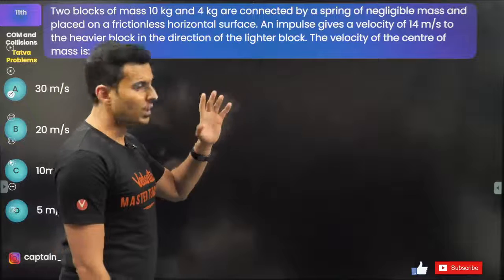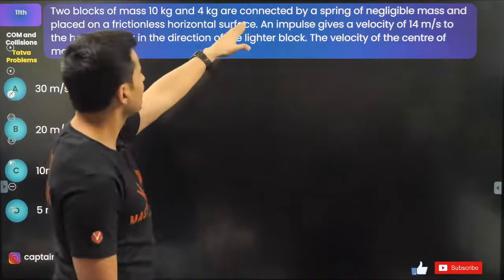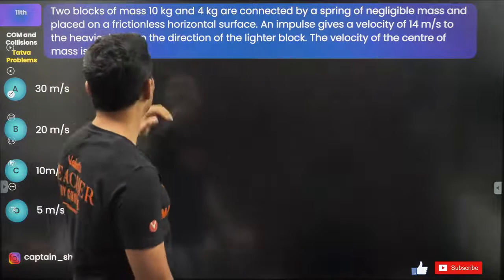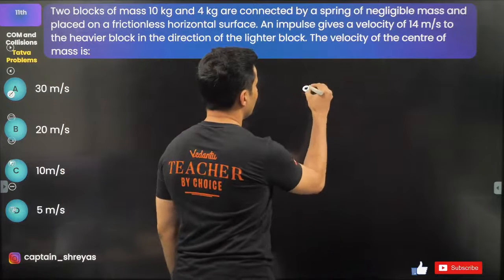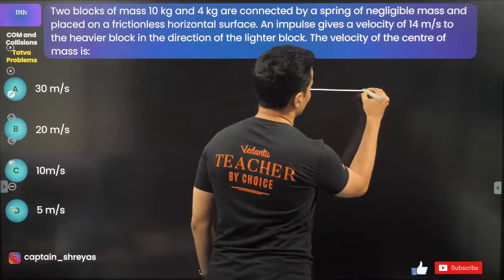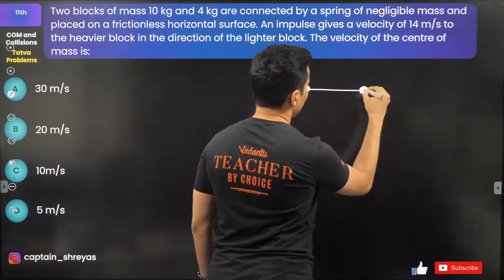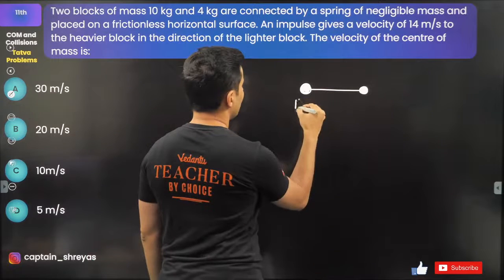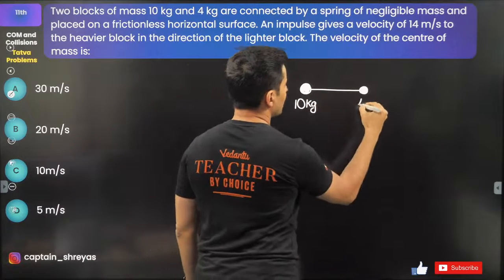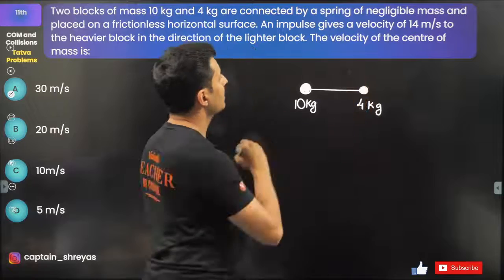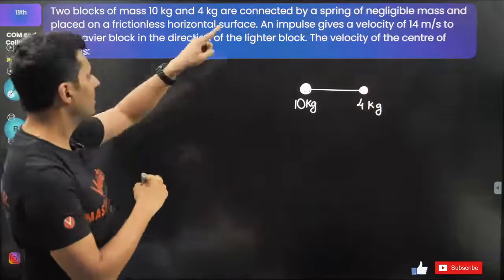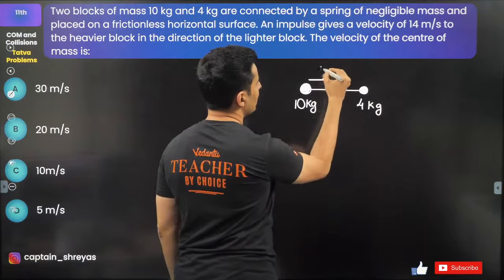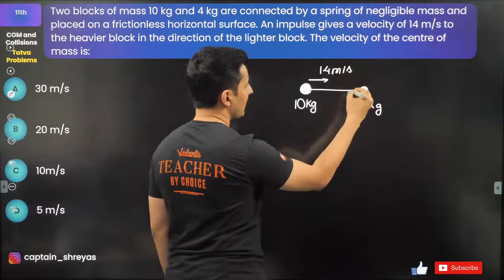Let's draw before and after scenarios. Two blocks connected by a spring of negligible mass placed on the surface. Impulse is given to the heavier block. So let's say this is your 10 kg and this is your 4 kg. Impulse is given to the heavier block with a speed of 14 in the direction of the lighter block. So this is basically 14 meters per second.